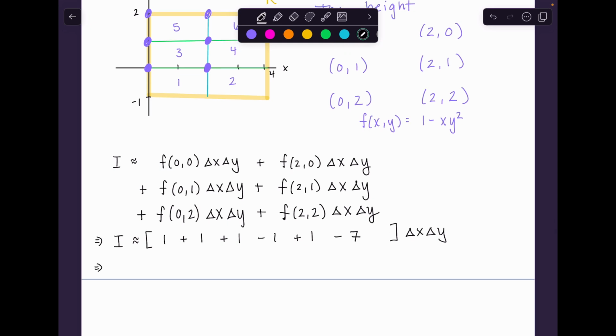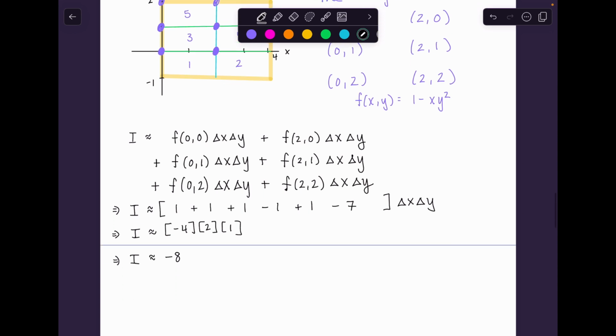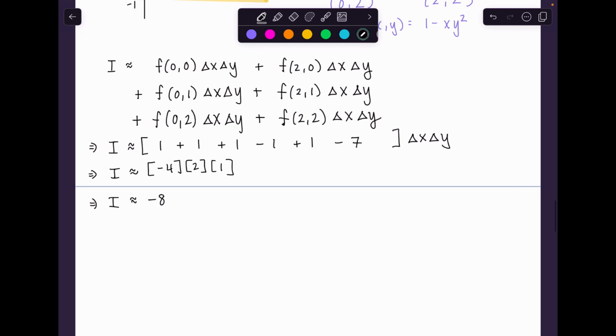So our integral is about equal to, if I add all of that up, negative 4. Delta x is 2, and delta y is 1. So as a rough estimate, the integral is equal to negative 8. All that means is that most of this function is sitting below the xy plane in the bottom 4 octants. That's all negative volume is associated with.